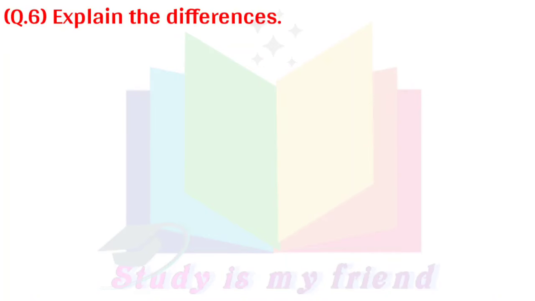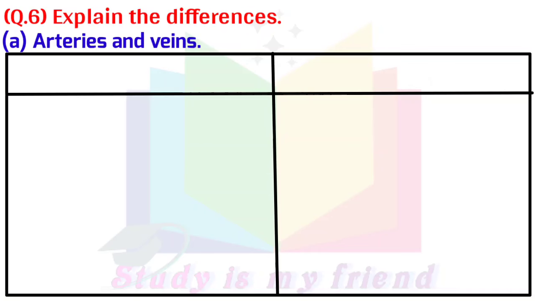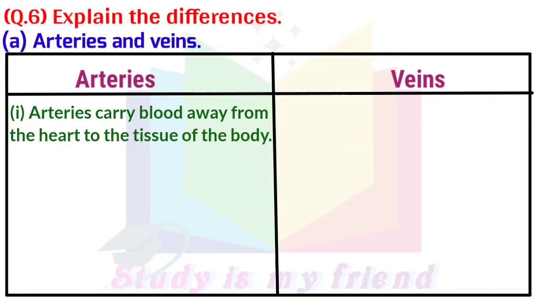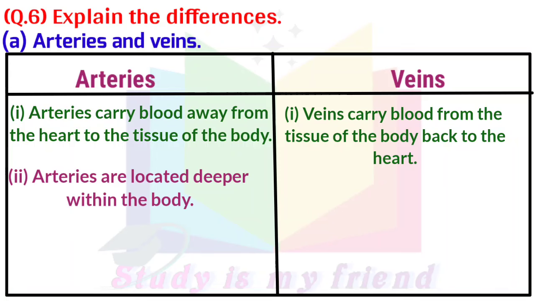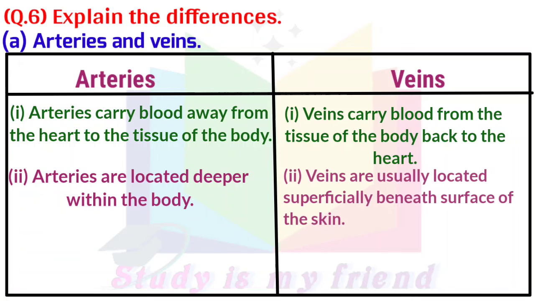Question 6. Explain the differences. A. Arteries and veins. Arteries. 1. Arteries carry blood away from the heart to the tissues of the body. Veins. 1. Veins carry blood from the tissues of the body back to the heart. 2. Arteries are located deeper within the body. 2. Veins are usually located superficially beneath the surface of the skin.